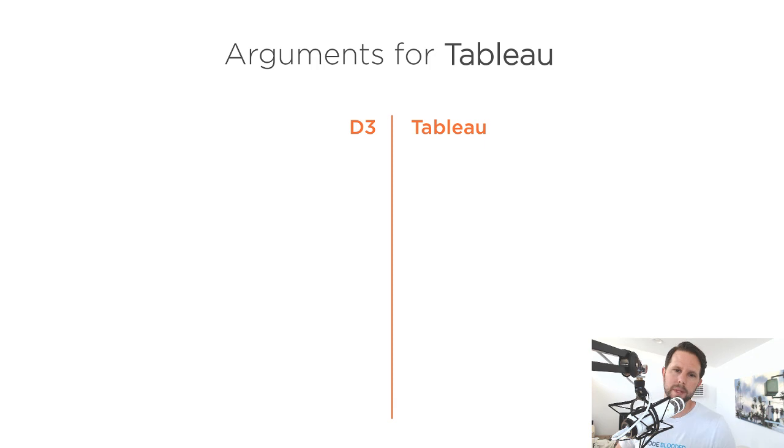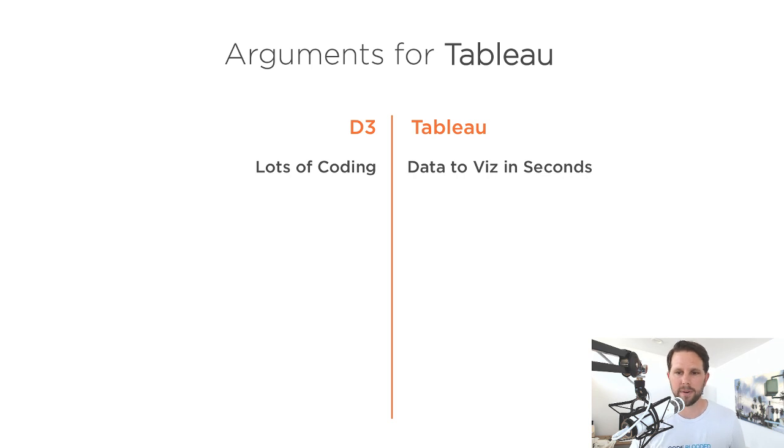All right, so let's turn the tables. Arguments for Tableau. D3 requires lots of coding. Literally, hundreds of lines, thousands of lines of code aren't uncommon in more complex visualizations. Tableau, in seconds, I can just fire it up, connect some data, and bam, I've got beautiful visualizations that let me interact with my data.